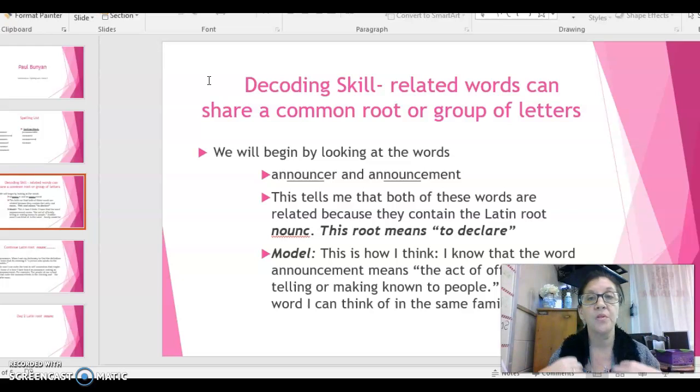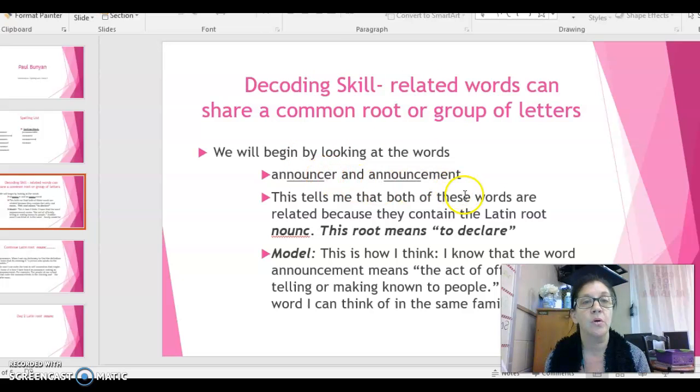Yay, that's our goal. So this week, our decoding skill is going to be to look at related words that can share a common root or a group of letters. Okay, stay with me here. We're going to group these words and look at a certain pattern that you might see among a group of letters or a common root that they have. So we're going to begin by looking at these words.